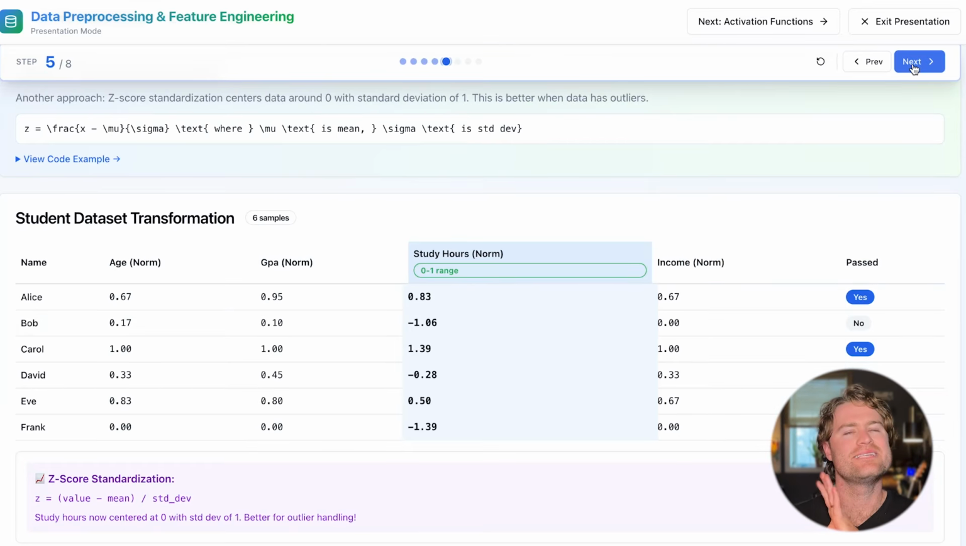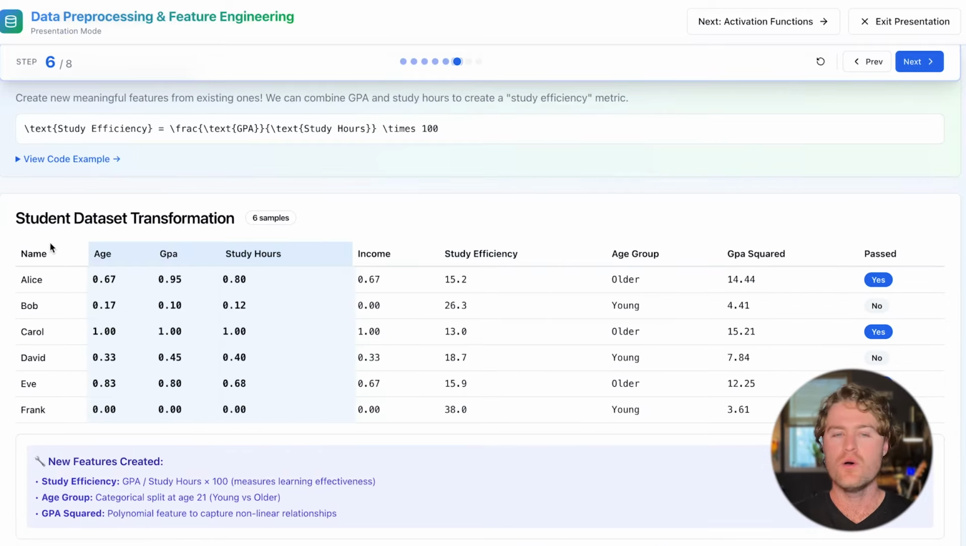And finally, we can take this data and create other features from it. So for example, we have age, GPA, and study. That's the raw data that came in. But we can come in and generate other features. For example, study efficiency. That could be this idea of GPA divided by study hours multiplied by 100. It measures the effectiveness of studying.